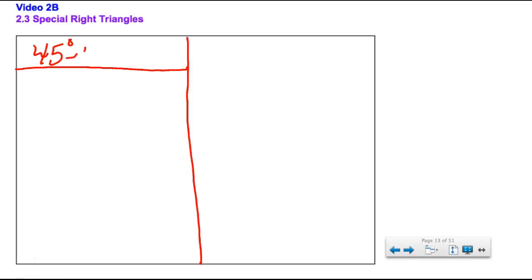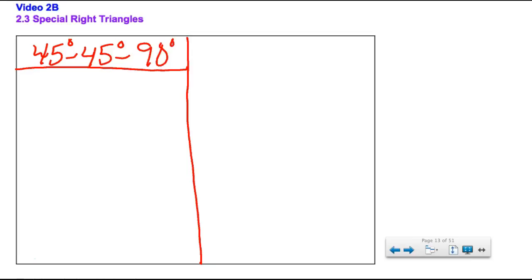In this video, we're going to discuss what we call special right triangles. There are two kinds that we are going to have you work with. They are called the 45, 45, 90 and the 30, 60, 90 based on their angle measures. So let's chop this concept box into two pieces. In the left-hand side, we're going to discuss the 45 degree, 45 degree, 90 degree triangle.